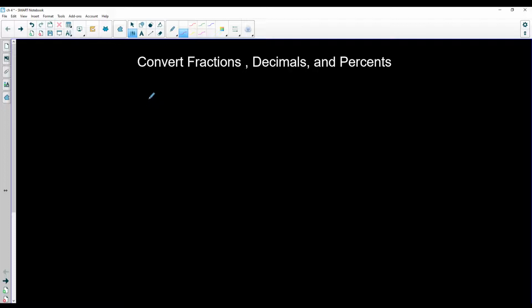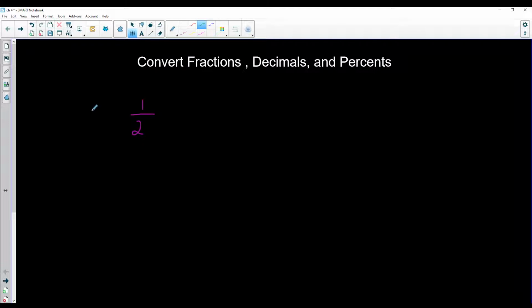In grade 7s, we're going to talk about converting fractions, decimals, and percents. So say you're given a fraction, and it says to convert this fraction into a decimal. Okay, well, this one's an easy one, but essentially what we're doing is we're going to take the top number, the numerator, and divide it by the denominator, the bottom number.